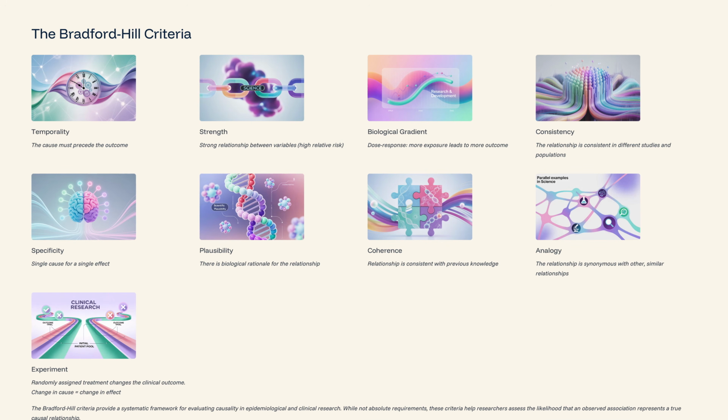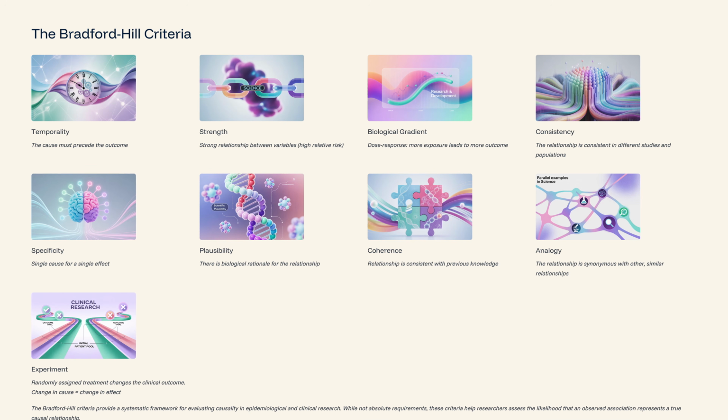Once we've established the dependent and independent variables, we can then apply Bradford-Hill's criteria, which includes 9 different elements. First being temporality, the cause must precede the outcome. Strength, there must be a strong relationship between the variables. A high relative risk, for example. There must be some sort of gradient to the relationship, meaning a dose response, meaning more exposure leads to more outcome. So when you change one, it changes the other in a consistent manner, which is the next variable.